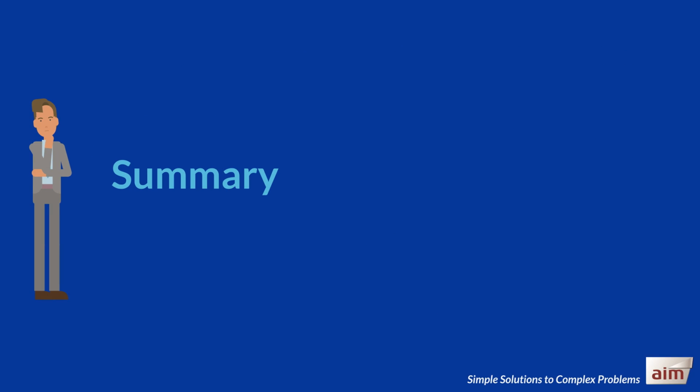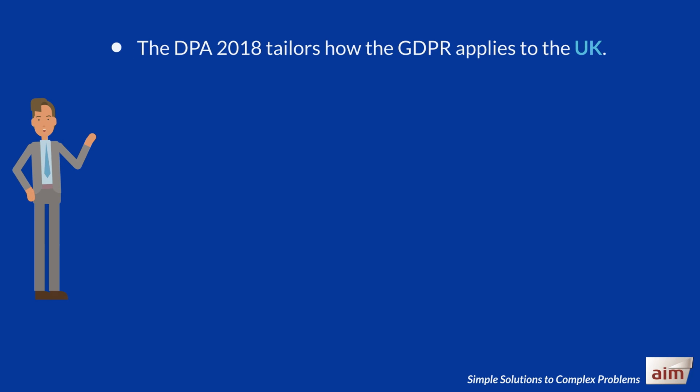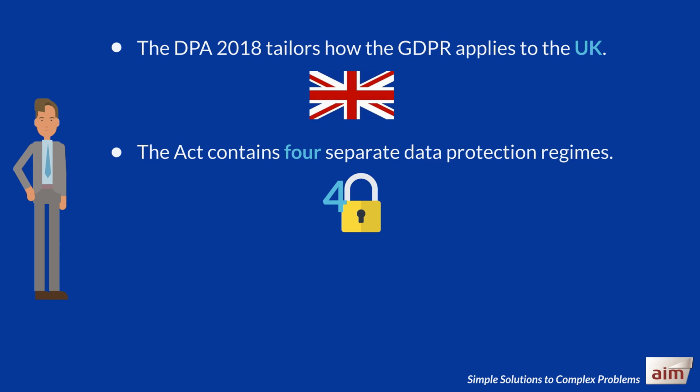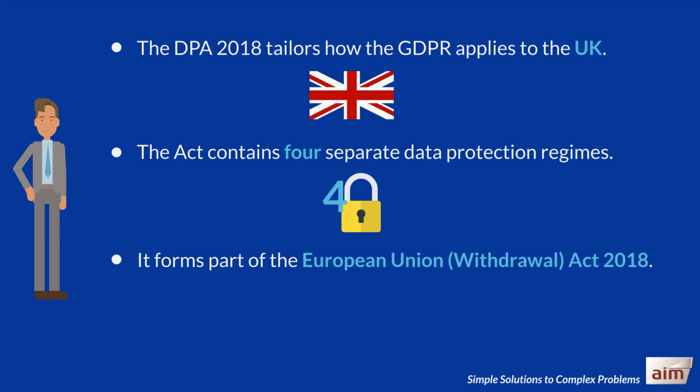Summary. The DPA 2018 tailors how the GDPR applies to the UK. The Act contains 4 separate data protection regimes. It forms part of the European Union Withdrawal Act 2018.